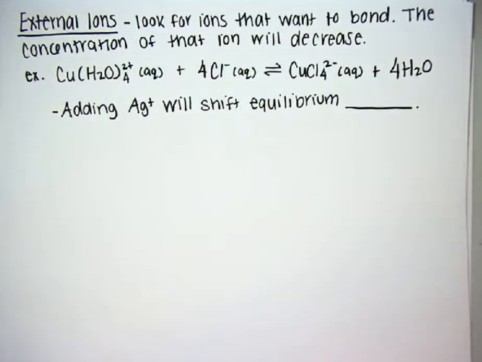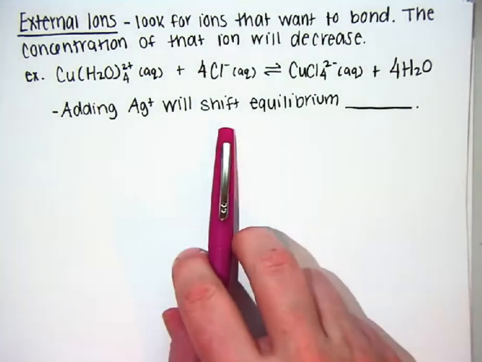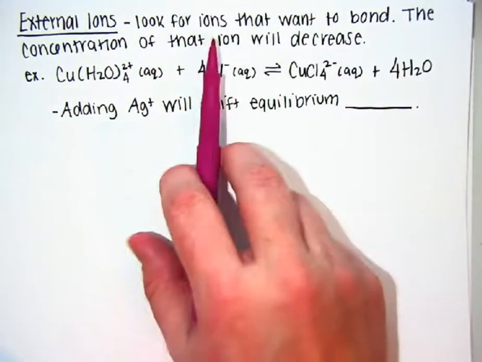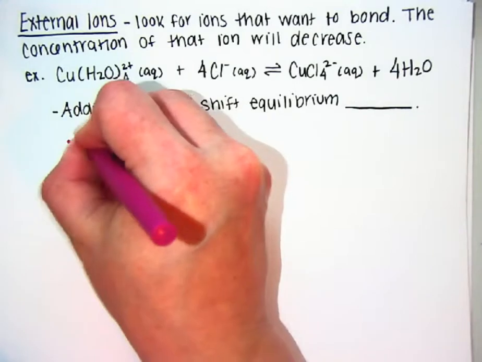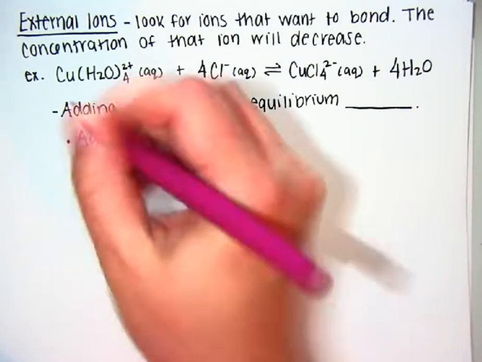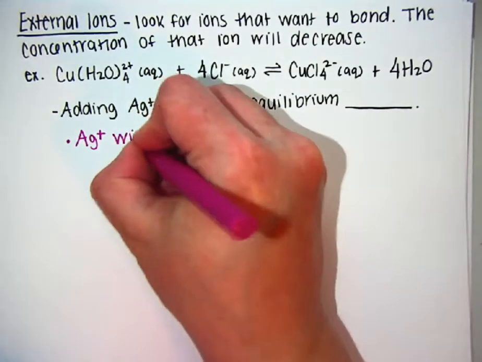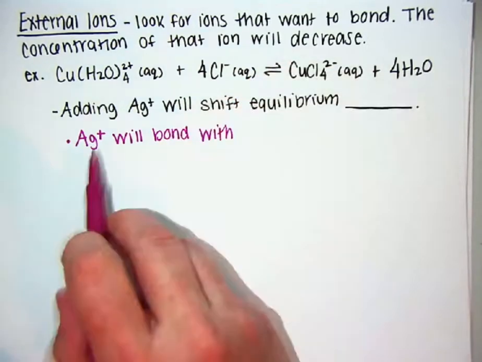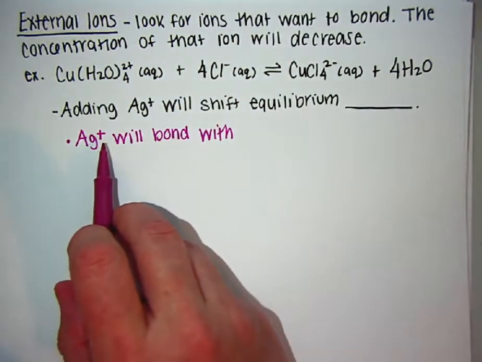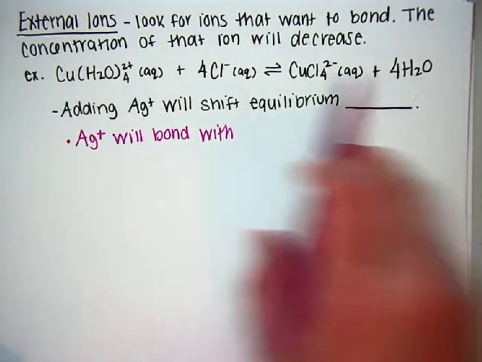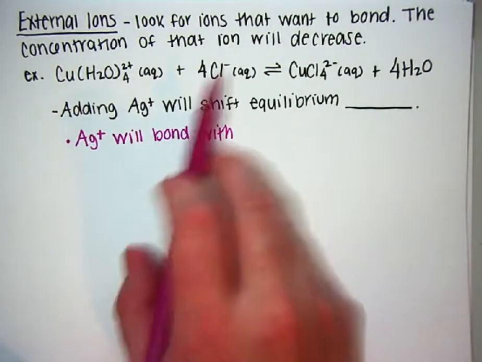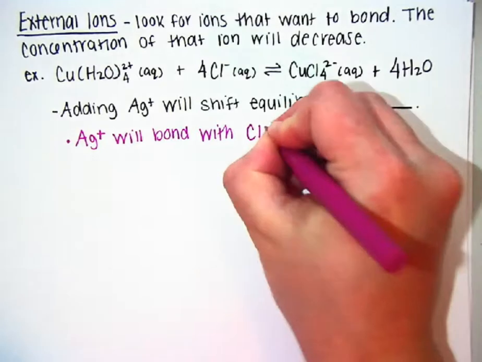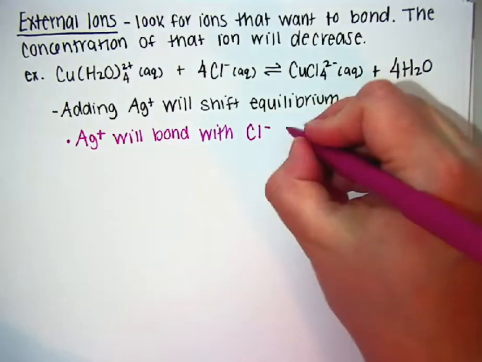All right, so we are going to answer this question, but we're going to talk about what happens first. So we want to look for ions that want to bond. So silver has a charge of +1. So knowing that silver is a cation with a charge of +1, what is the most likely ion that it's going to bond with? Cl-1. And in the process, it's going to produce silver chloride.